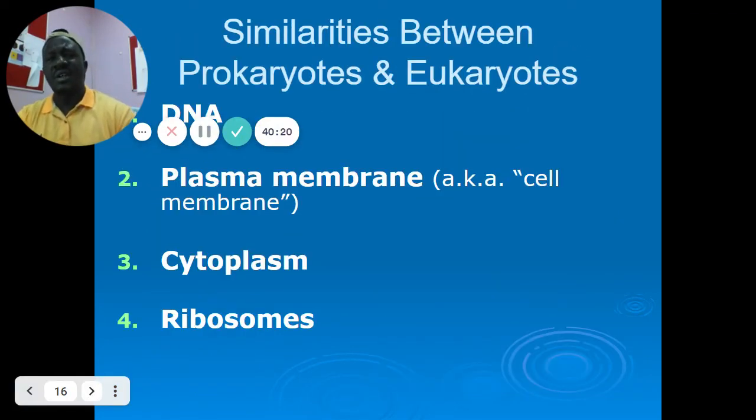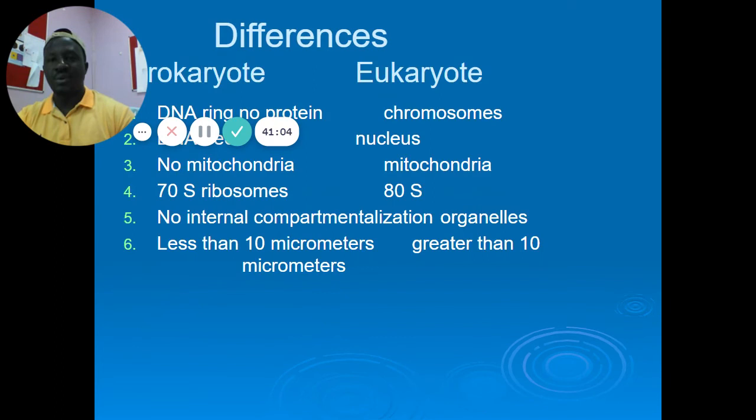So what are the similarities between prokaryotes and eukaryotes? We can look at the similarities by looking at the DNA, the plasma membrane, the cytoplasm, and ribosomes. All of these cells contain the four. They contain DNA, deoxyribonucleic acid, that directs the process of protein synthesis. They contain plasma membranes, which people call cell membranes. They contain cytoplasm, that is the internal environment inside the cell where we find the organelles, and they both contain ribosomes.